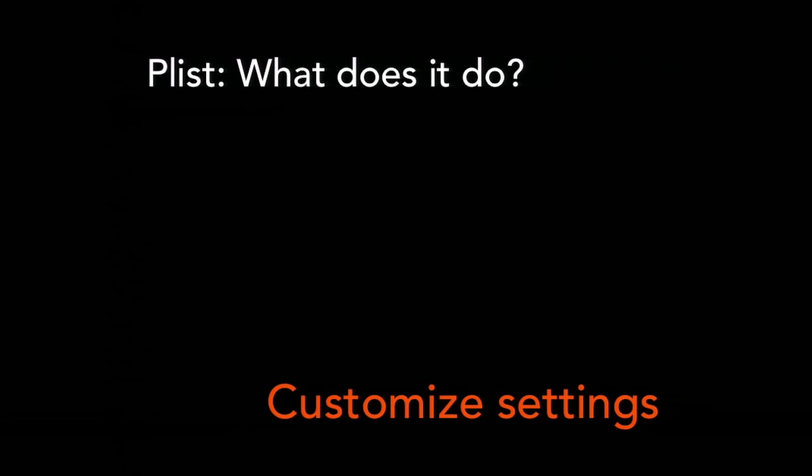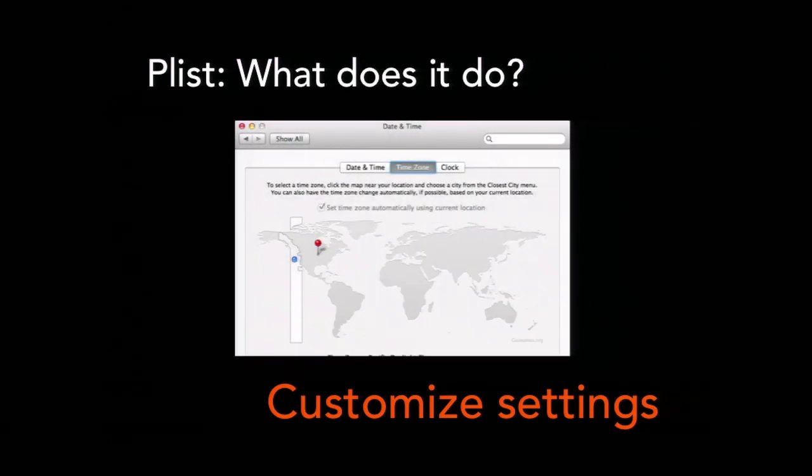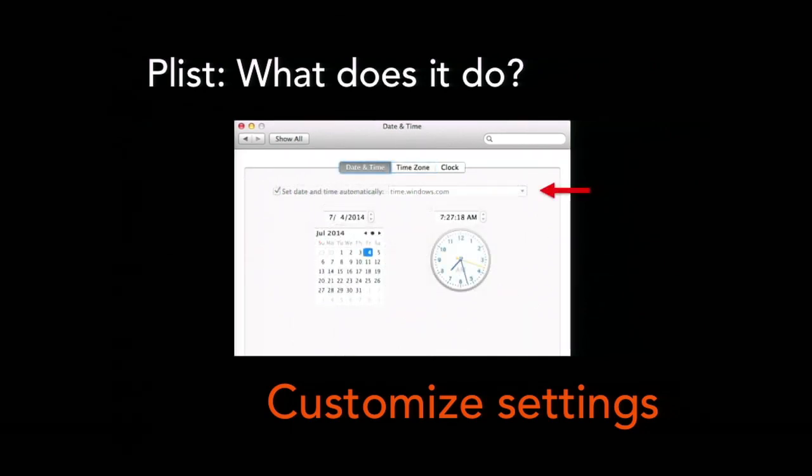Using plists, we can also customize settings. In this example, a plist can set the computer's time zone. And it can also set the computer's time server. If you have an internal server, configuration profiles can control plists to take care of that for you.